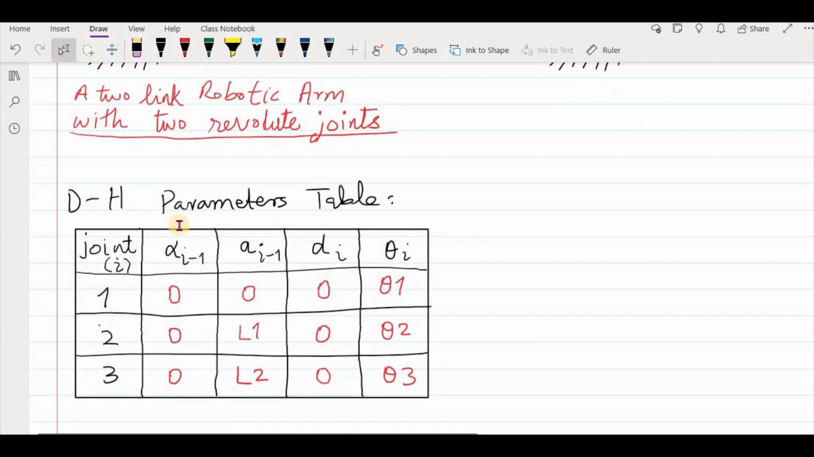If you remember, this is the DH parameter table, and in the exam it can be asked to find the DH parameters of a given robotic arm. First here we have the joint, where the variable is i, and then you have alpha, which is the twist angle. Then you have a, which is the distance between the z-axis of your previous frame and the next frame.